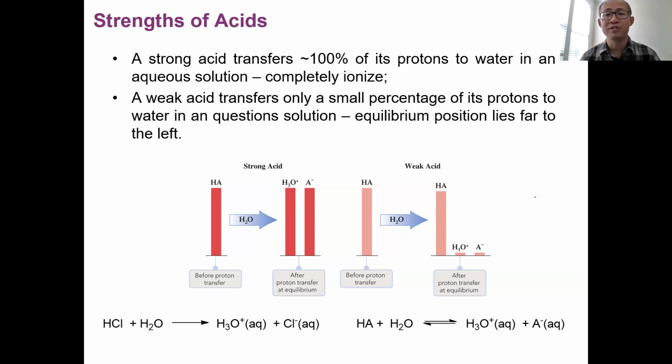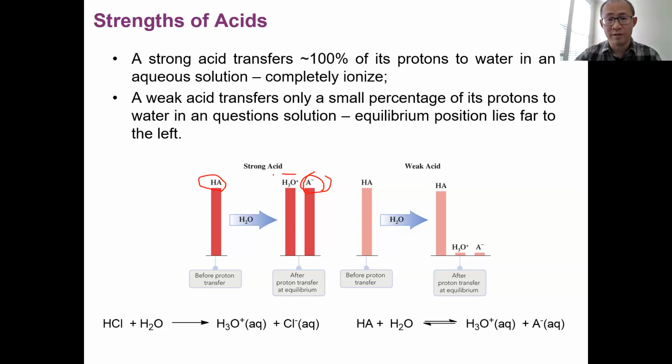Next, let's talk about the strength of acids and bases. First, the strength of acids. We know acids are proton donors. After donating a proton, an acid becomes what? The conjugate base. HA becomes A minus after donating a proton. Now, if an acid completely ionizes, that means all the HA becomes A minus. There's no HA left after donating the proton. All HA becomes A minus, and of course a proton.